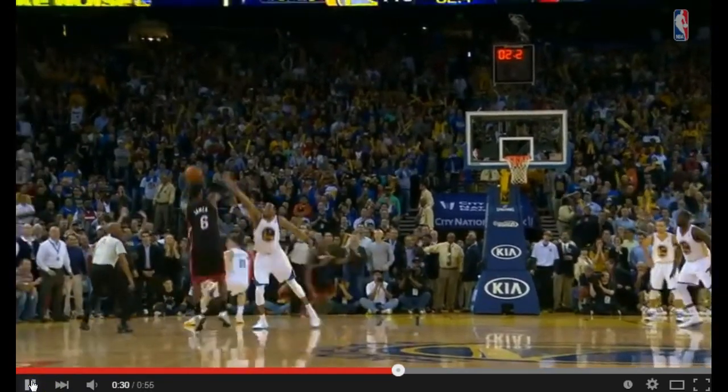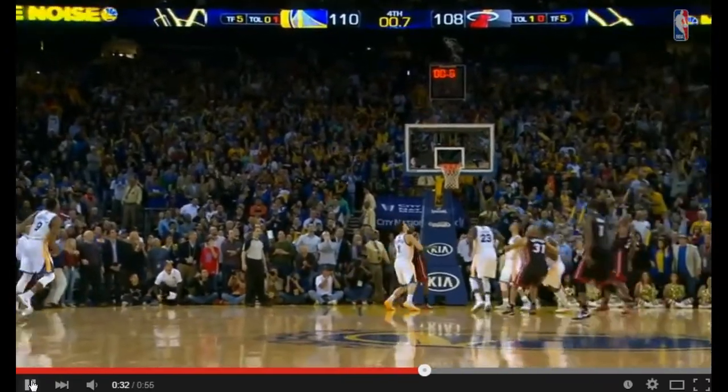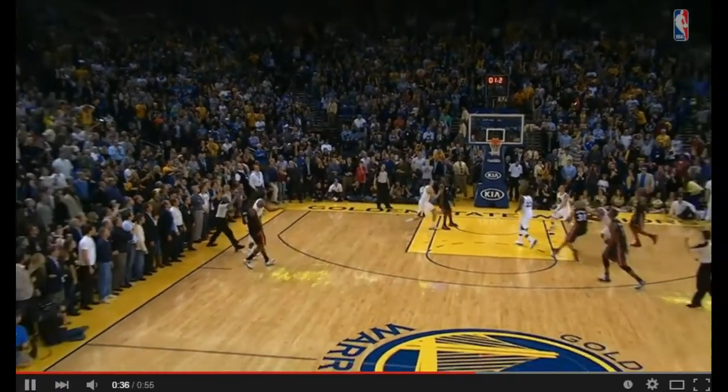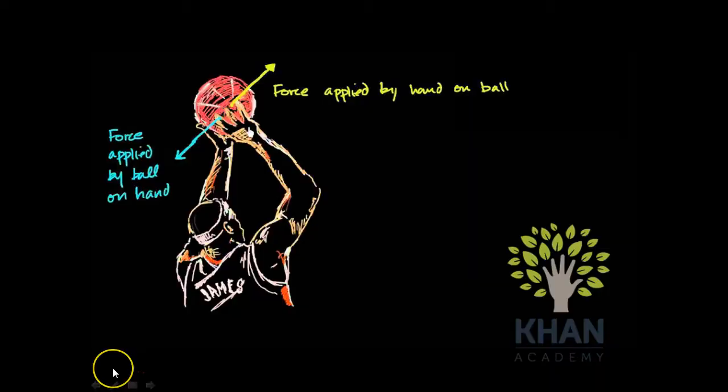Take a look, here's LeBron. Force of the ball on hand, force of the hand on the ball. And LeBron loves Newton's third law so much, he even made a Khan Academy video all about it.